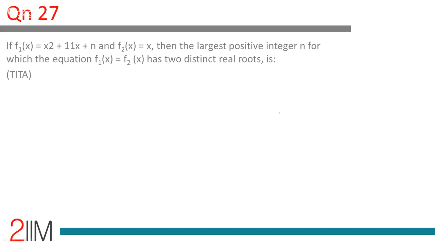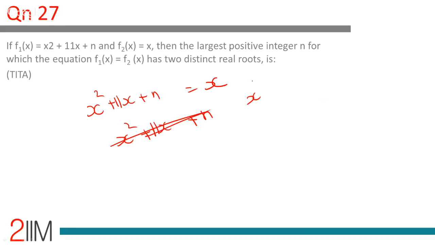I'm getting time. F1 of x is x square plus 11x plus n. F2 of x is x. Then the largest positive integer n for which f1 of x equal to f2 of x has two distinct real roots. x square plus 11x plus n equal to x has two distinct real roots. x square plus 10x plus n equal to 0.